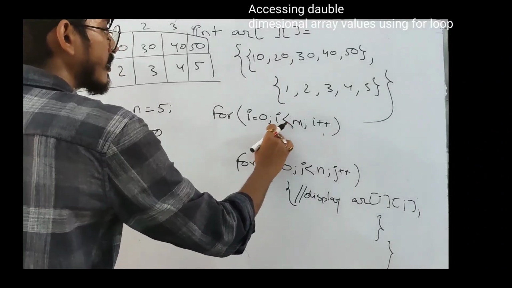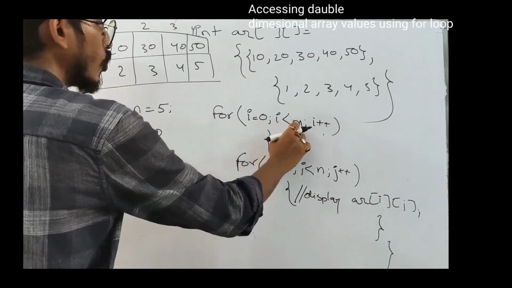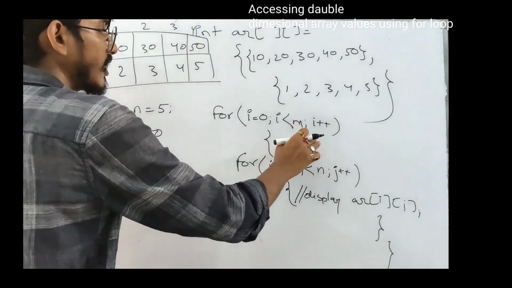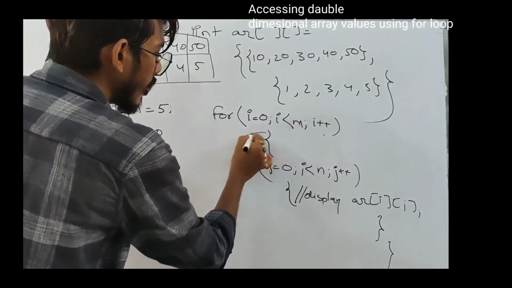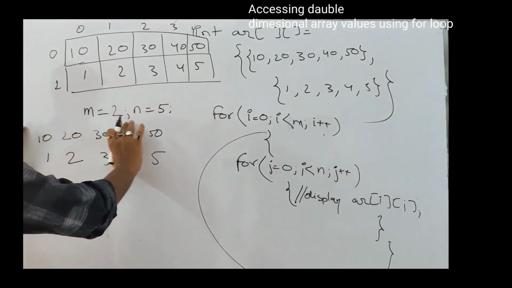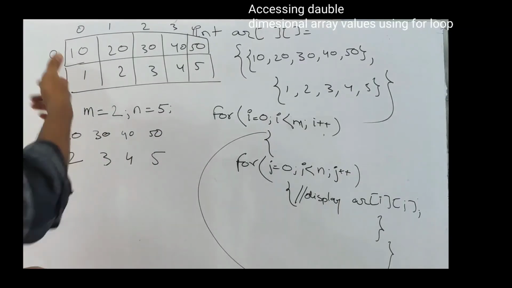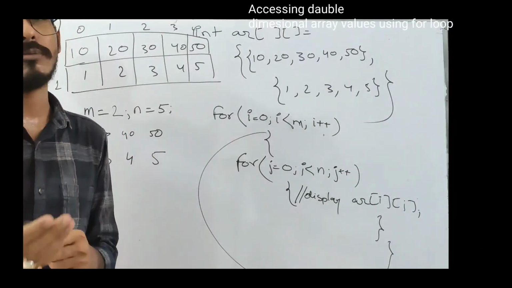So now it is checking the condition 2 less than m. What is the value of m? 2. So 2 less than 2, condition is not satisfied. So it is breaking out of the loop to the outside. Because see, all the array values are being displayed. In this way, we display the values of a double dimensional array.